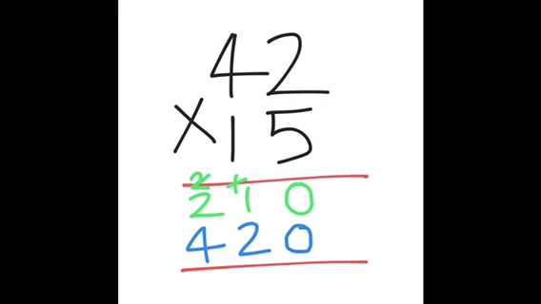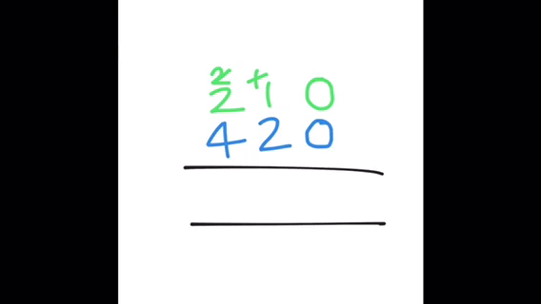So now we've got two numbers. We've got 210 and we've got 420. Now all I've done is move this up so I can make it a bit clearer for you. All you need to do now is simply add your two parts. 0 add 0 is 0, 1 add 2 is 3, and 2 add 4 is 6. Your final answer is 630.